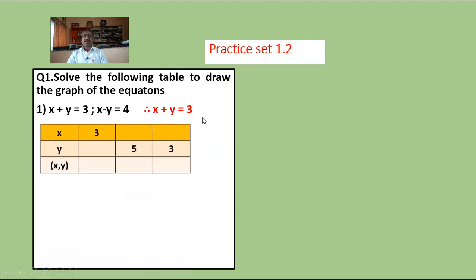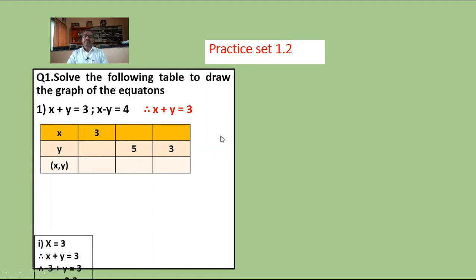First, to find the coordinates of the equation x plus y is equal to 3 from the given information in this table. In this table, x is equal to 3, find the value of y; y is equal to 5, find the value of x; y is equal to 3, find the value of x.